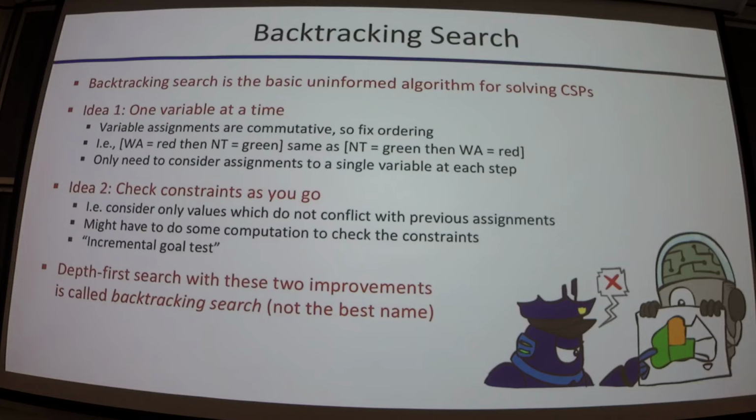Okay, so depth first search with these two improvements is called backtracking search. It's not the best name, but that's what it's called. And the idea is that as you discover violations in the constraints, you're going to backtrack up your search, make different choices according to DFS's ordering conventions, and then continue. This simple algorithm can solve an n-queen problem in reasonable time, in about 20 minutes.